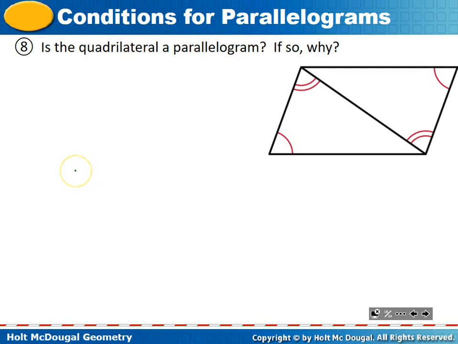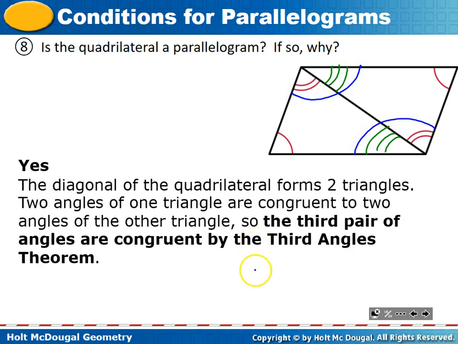On this one, it says, is the quadrilateral a parallelogram? If so, why? Well, on this one, hopefully you guys can see that we can mark the third angle here and the third angle here. So once we do that, then we should be able to see that this angle is congruent with that angle. So we got one pair of opposite angles, and we have the one arcs that are congruent with each other as well. So we're going to say yes, the diagonals of the quadrilateral form two triangles, and two angles of one triangle are congruent to the other, so the third angles are congruent, by the third angles theorem.